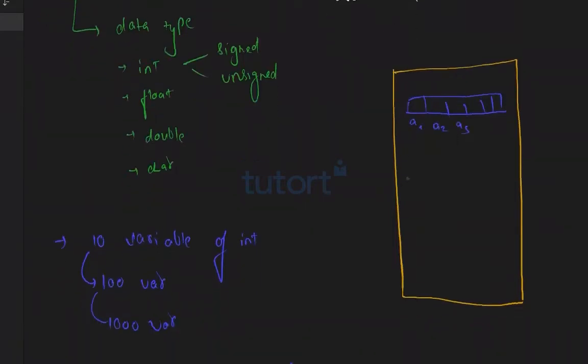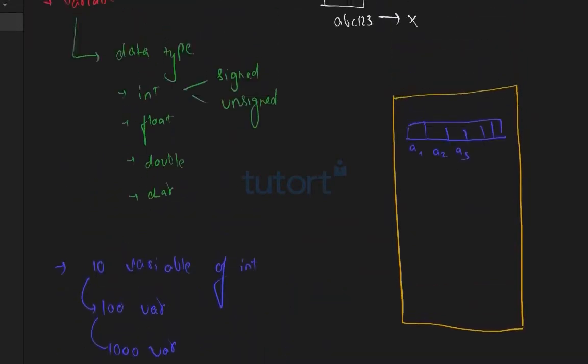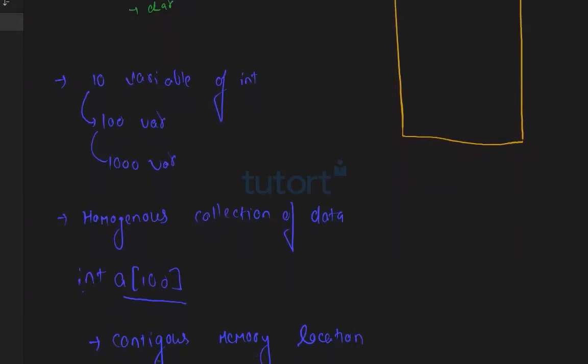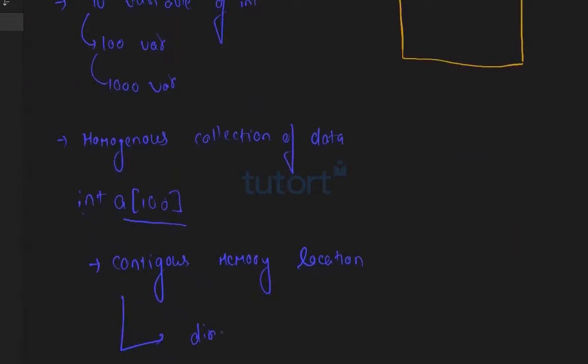Now, what happens with contiguous memory location? You can make an analogy in real life with a row of houses in a society. The main advantage of taking contiguous memory location is direct addressing. This is the most important property because of which we use the array in multiple situations.